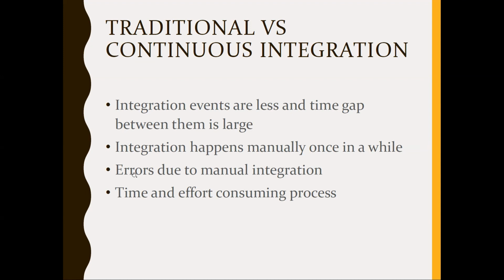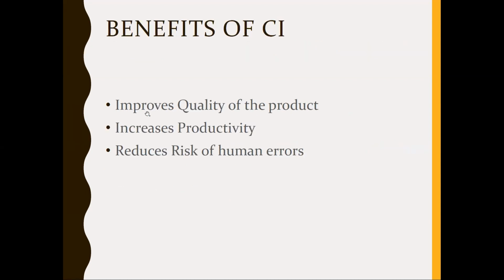So integration happens manually once in a while. This is about the traditional one: errors due to manual integration, a time and effort consuming process. Whereas the benefits of continuous integration are quality and productivity, because they can focus on the actual functional requirements rather than working on this process of integration, and it reduces risk which may happen due to human error. So all of that is overcome.